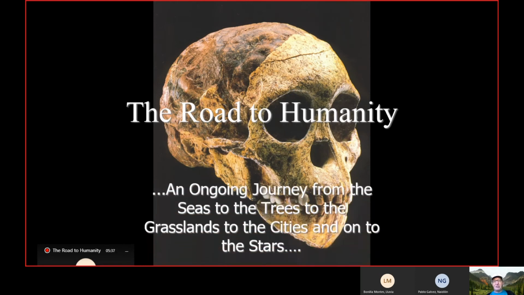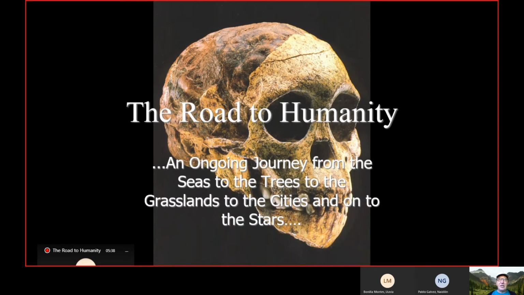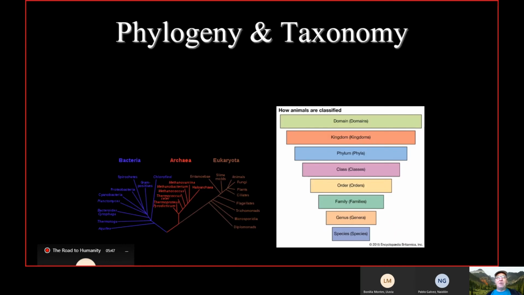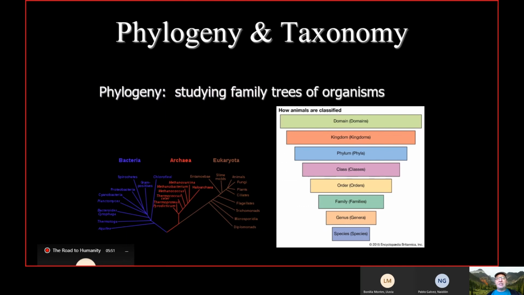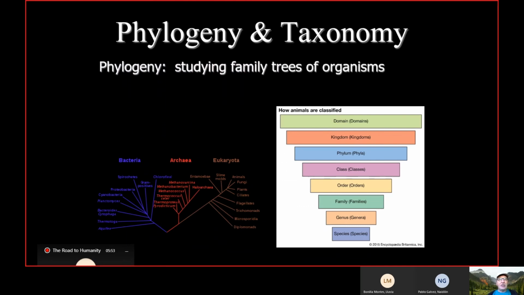And we could think of this as a big journey from the seas to the trees, from the grasslands to the cities, and maybe on to the stars. So, first of all, a couple of vocabulary terms: phylogeny and taxonomy. Phylogeny is when we study the family tree of organisms like this.